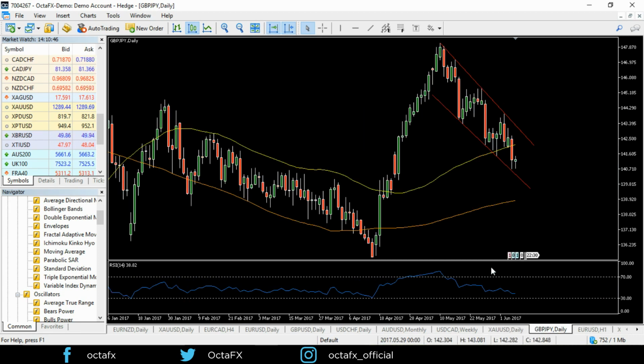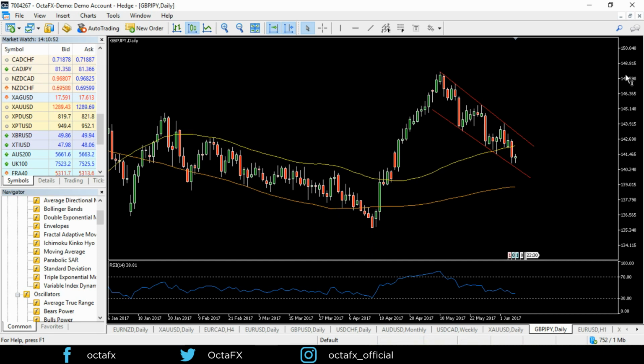Next up, wanted to pull up the GBP/JPY, the pound against the yen. British pound, one of the most volatile pairs here. We have a pretty well defined channel going to the downside here on the daily chart, and so we're looking for potential bounces off of this upper trend line or lower trend line here.